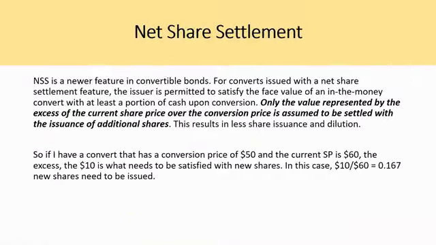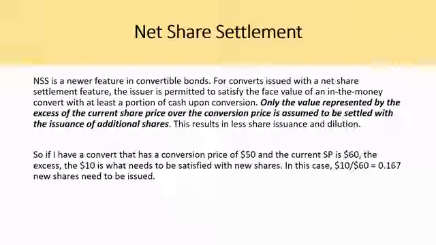Now, net share settlement. So NSS is a newer feature in convertible bonds. For converts issued with a net share settlement feature, the issuer is permitted to satisfy the face value of an in-the-money convert with at least a portion of cash upon conversion. Only the value represented by the excess of the current share price over the conversion price is assumed to be settled with the issuance of additional shares. This results in less share issuance and dilution.